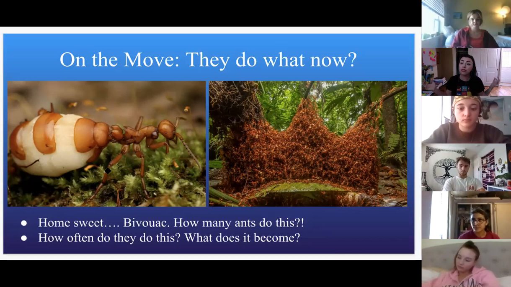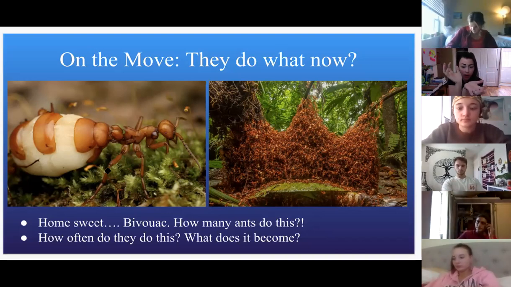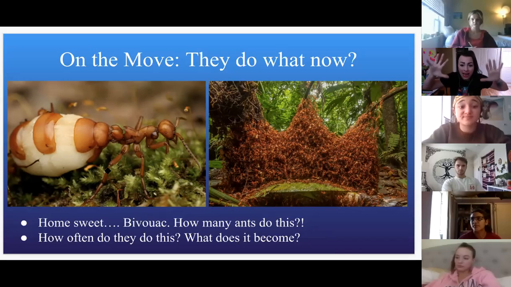And they have to protect the queen somehow. So they make something called a bivouac, which I wrote down there for you. What they do is a bunch of ants will connect around the queen using their own bodies. So the queen will be in the middle. Then they'll put all the little larvae. Then they will make a big structure around the queen, and then other ants will pile on, and they move like that as they're traveling. They do this every single day.